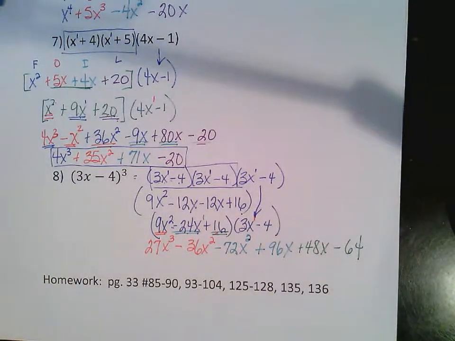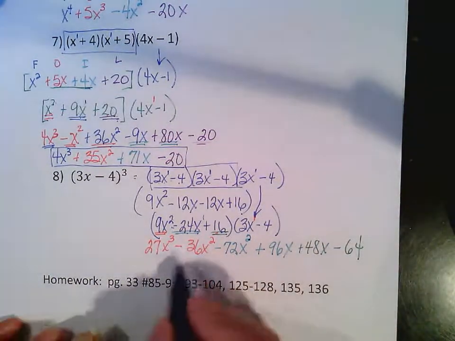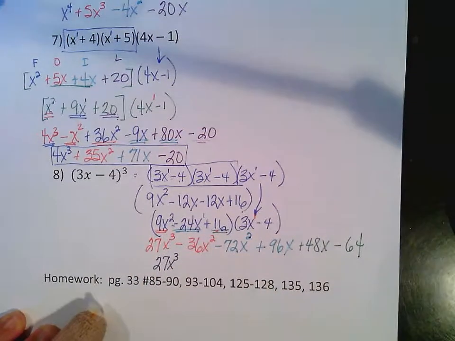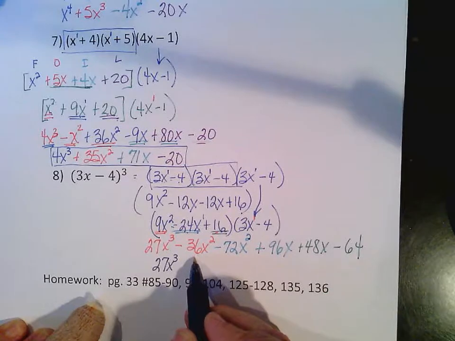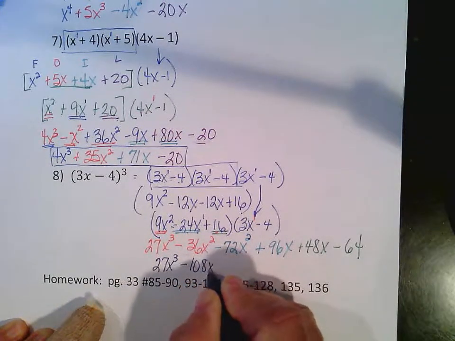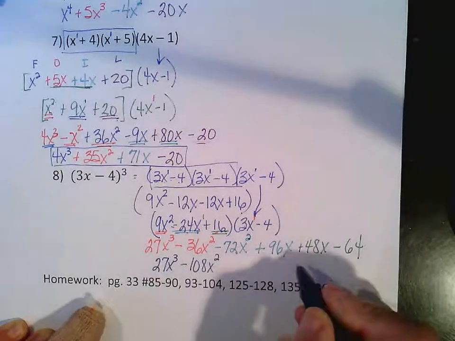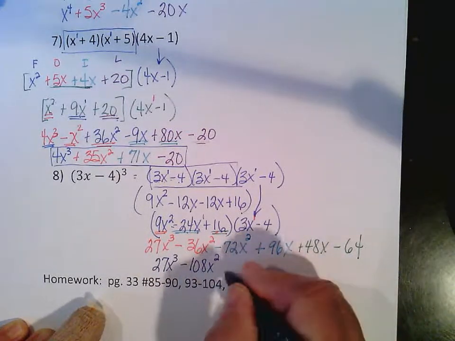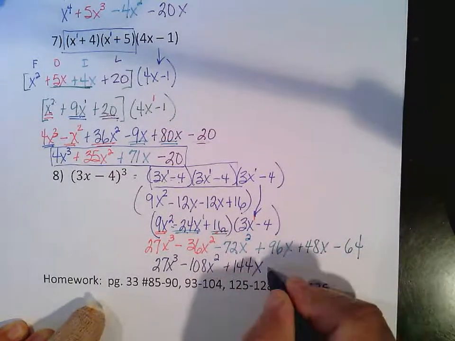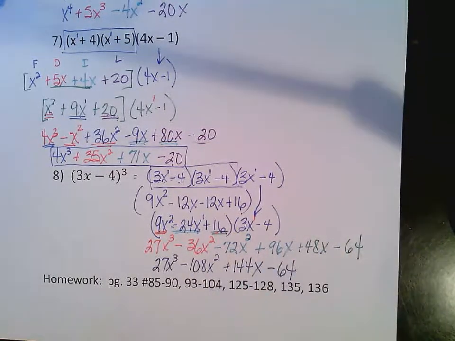And then finally, we're going to go in and combine like terms. I have 27x to the third. That's the only x cubed term I have. Negative 36 minus 72 is a minus 108x squared. 96 and 48 is a positive 144x. And then I have a minus 64. And that's your final answer. So that takes care of your notes for day 2.